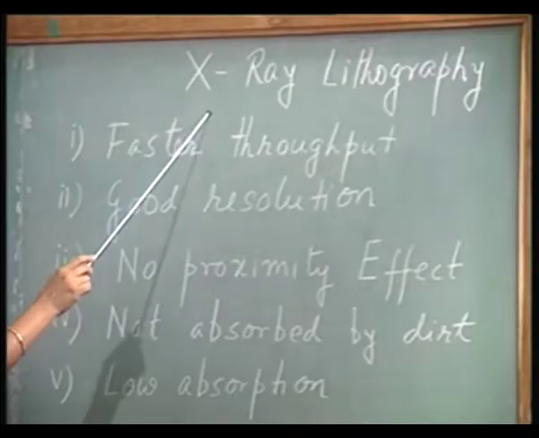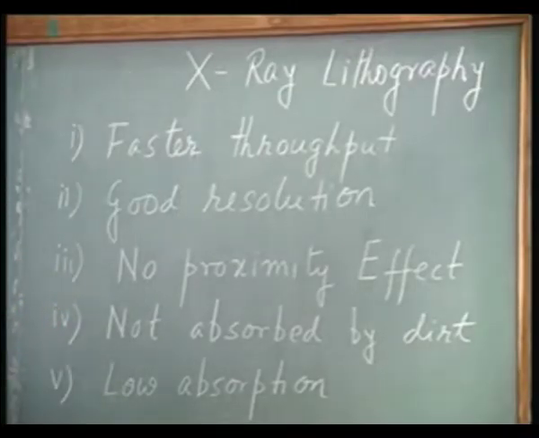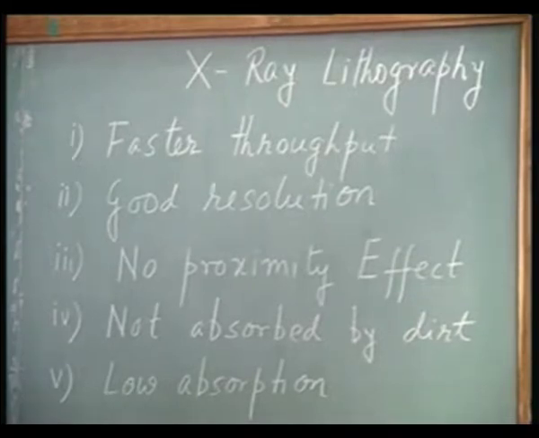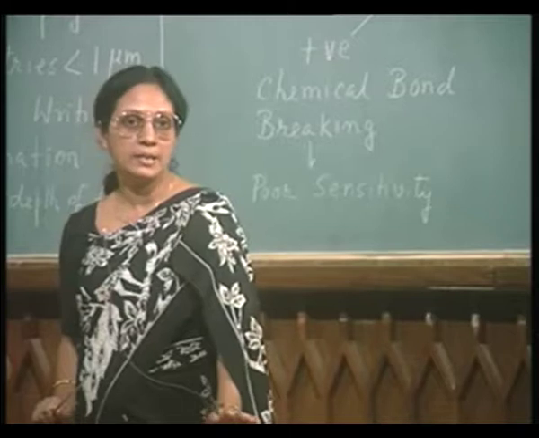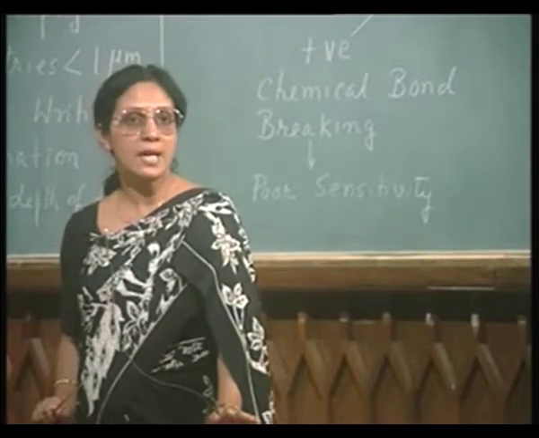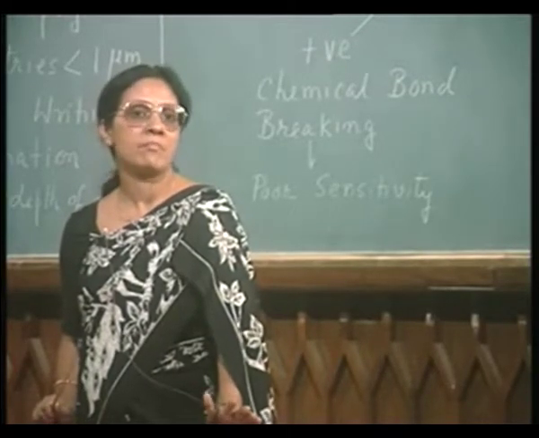So, the third lithographic technique that we are going to discuss is the X-ray lithography. Essentially, I would say that the X-ray lithography is an extension of the optical lithography, in the sense that the principle involved is very much the same. The only major difference is that instead of UV light, in this case we use X-ray to irradiate the resist.